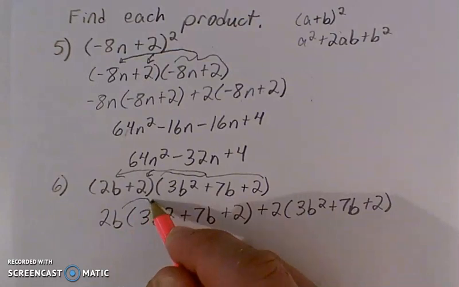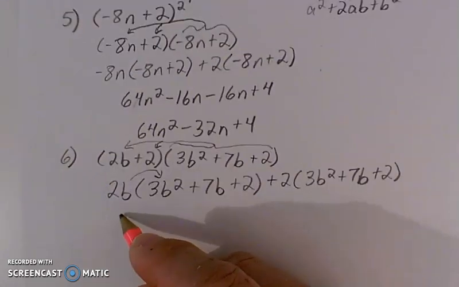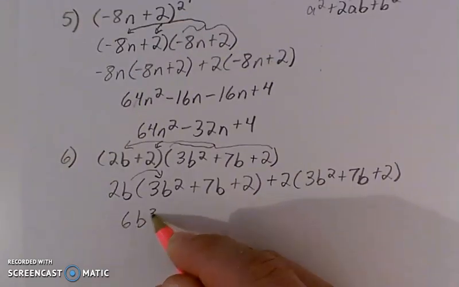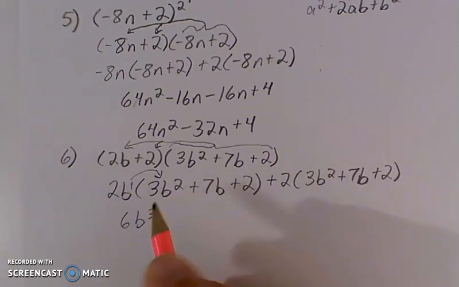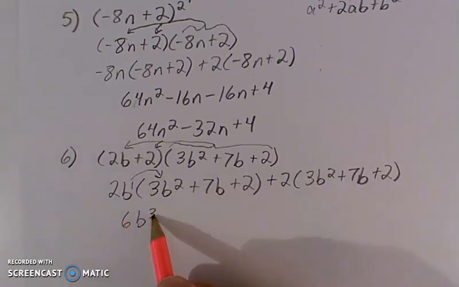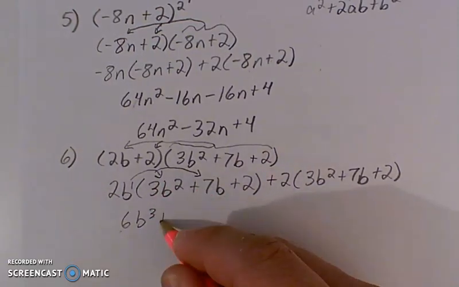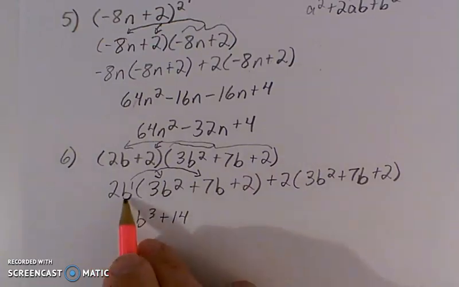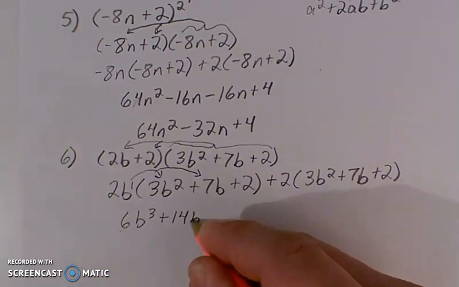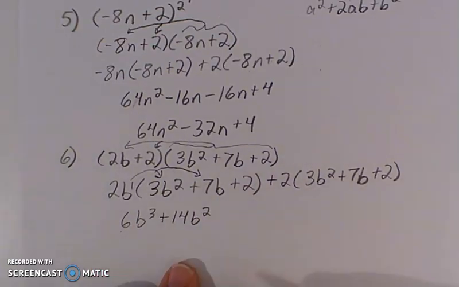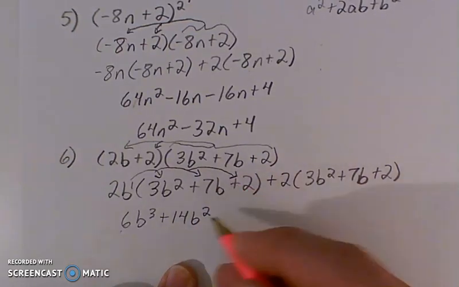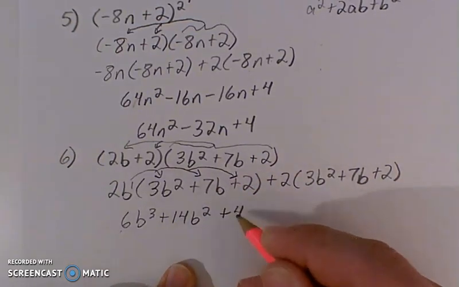So 2b times 3b squared will be 6b cubed. Don't forget that this is b to the first. So 1 and 2 made b to the third. 2 times 3 is where the 6 came from. 2b times 7b will be positive 14. b to the first times b to the first is going to make b squared. And 2b times 2 will be positive 4b.